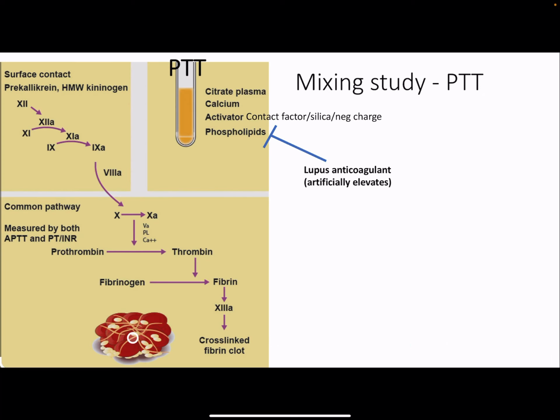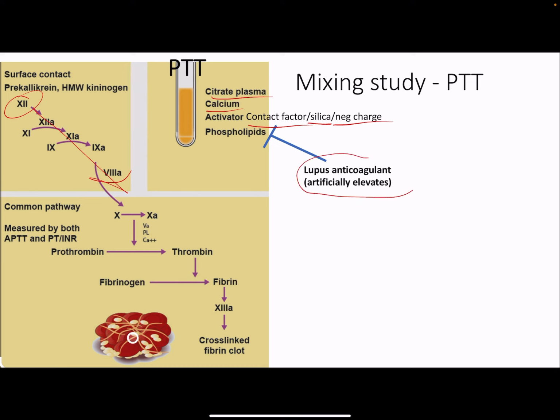So let's talk about the mixing study. This is kind of like the hemophilia factor 8 inhibitor that we talked about earlier. So the PTT, we take someone's plasma, we add calcium, we add an activator. What's an activator? It activates factor 12. Factor 12, if you recall, is activated by exposed collagen, which is negative. So we're looking for something with a negative charge, sometimes called contact factor. Silica has negative charge. All of this will just activate factor 12, which is going to activate the intrinsic pathway, which is the PTT.